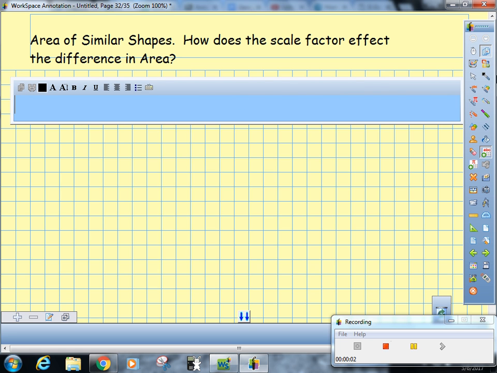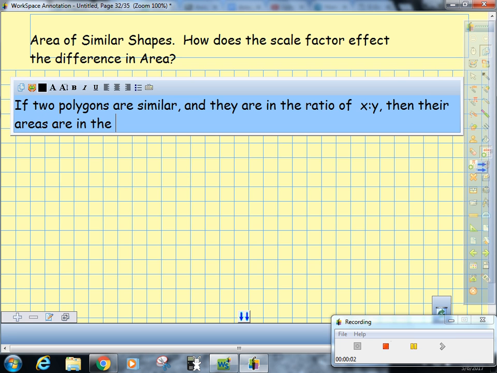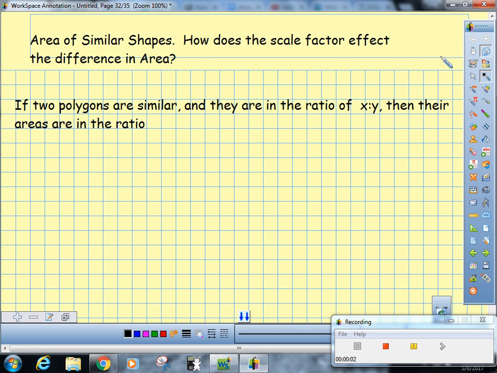And here's what I need you to understand. If two polygons are similar and they are in the ratio of x to y, then their areas are in the ratio x squared to y squared, okay? So that might confuse you a little bit.